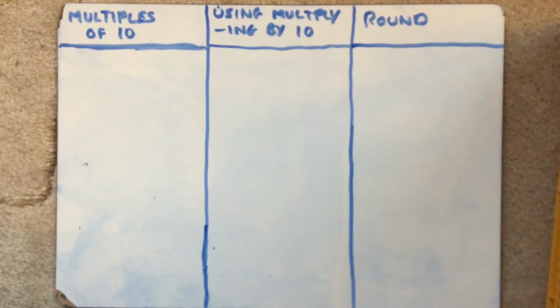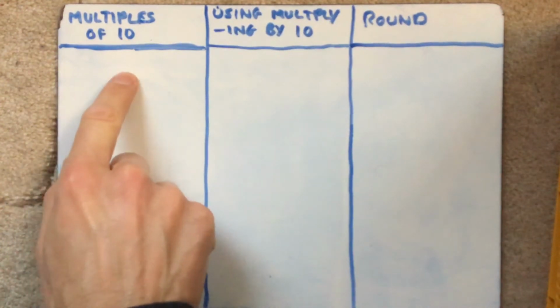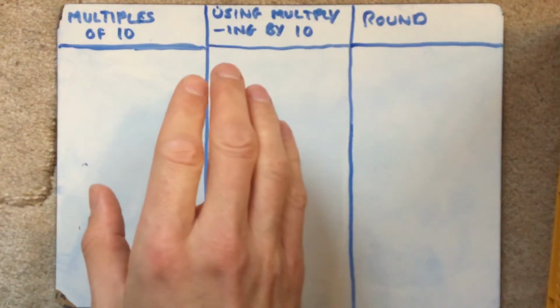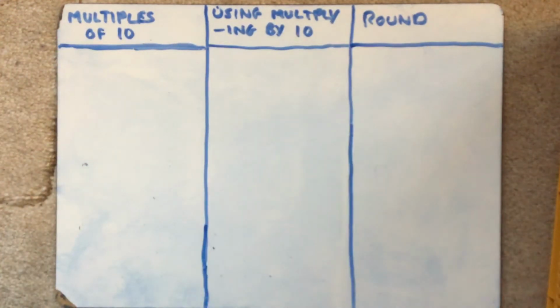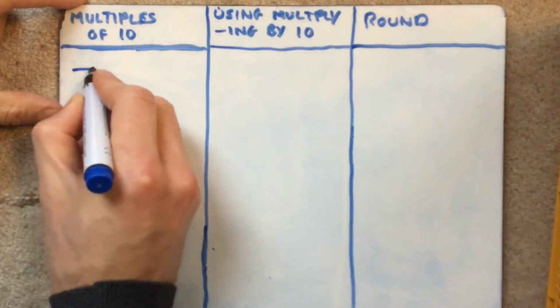Good morning, year five. This morning you're going to be multiplying in your head using some bigger numbers, and we're going to look at three strategies, one of which I know you're really confident with, and the other two perhaps slightly less confident with. We're going to look at multiplying multiples of 10, which is the one I think we're pretty confident with. We're going to look at using our knowledge of multiplying by 10 to help us, and we're going to look at rounding as well.